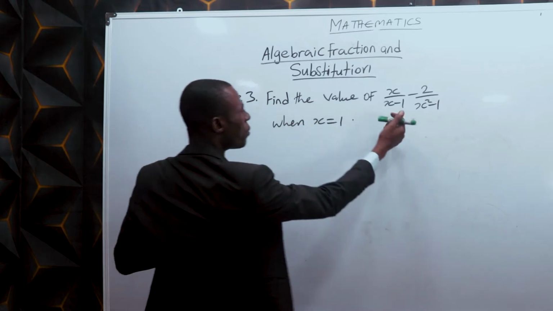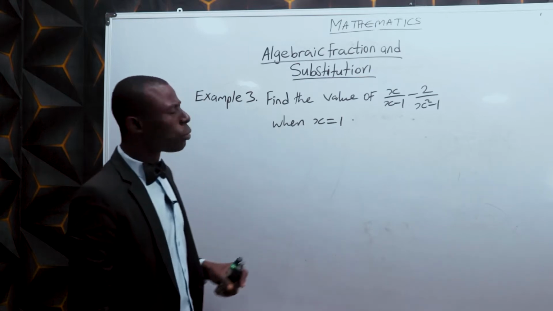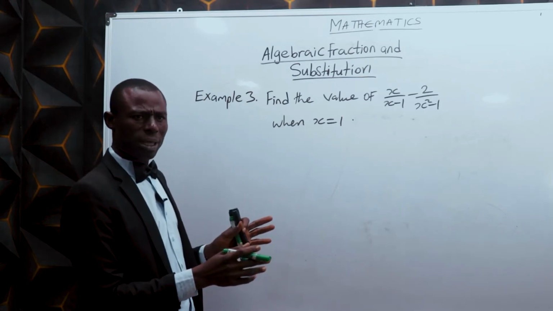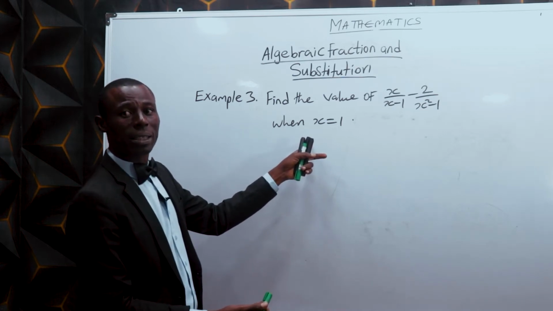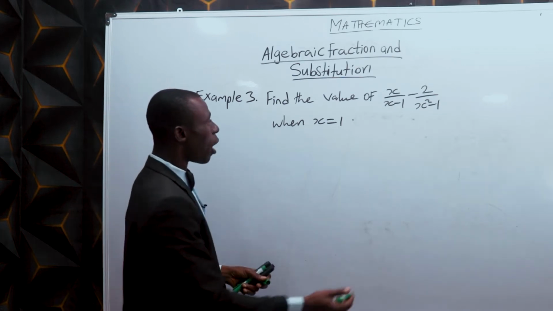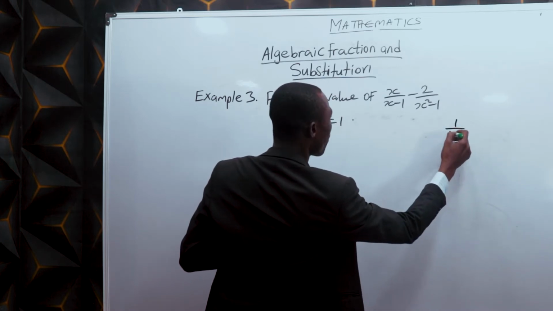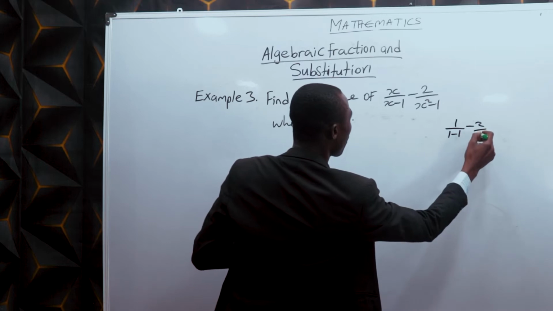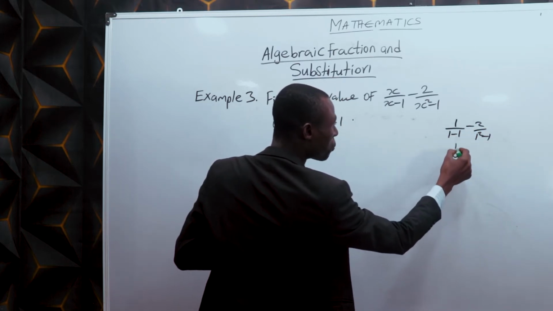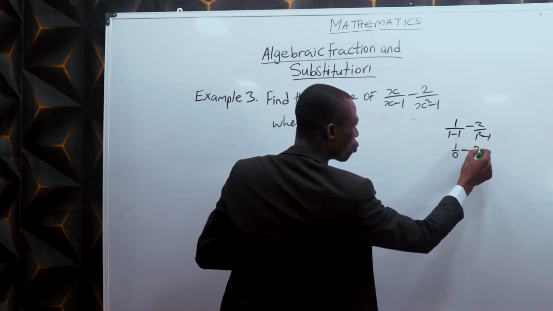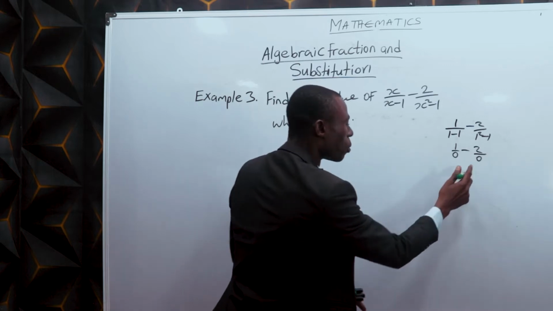Find the value of this expression when x is equal to 1. Don't be in a hurry and say you have been given the value of x. My friend, this thing is very simple. You now slot it in. You now have 1 over 1 minus 1 minus 2 over 1 squared minus 1. You realize here that you will have 1 over 0 minus 2 over 0, because 1 squared is 1 and 1 minus 1 is still 0.